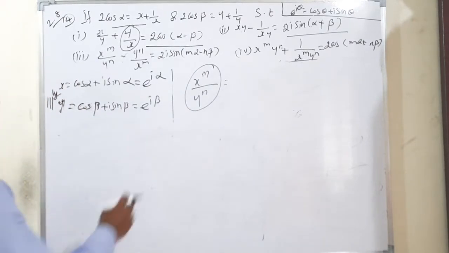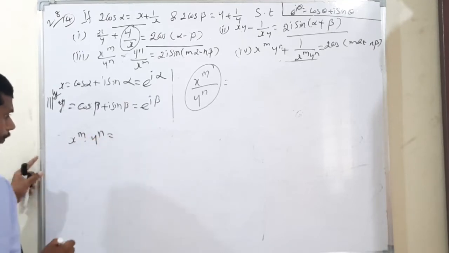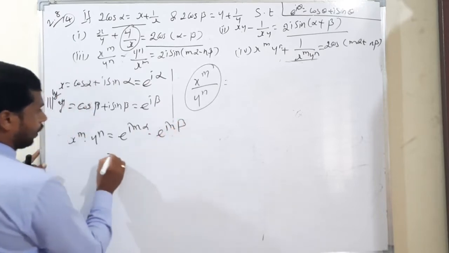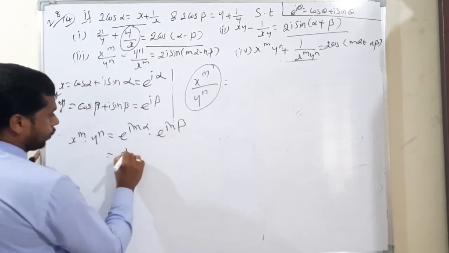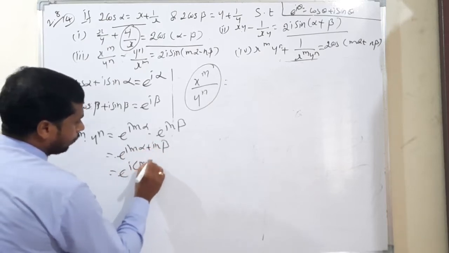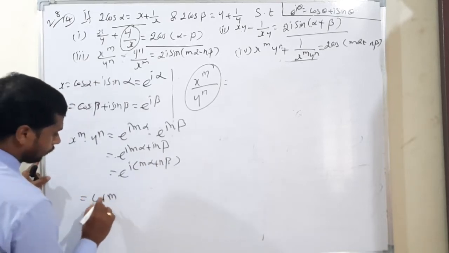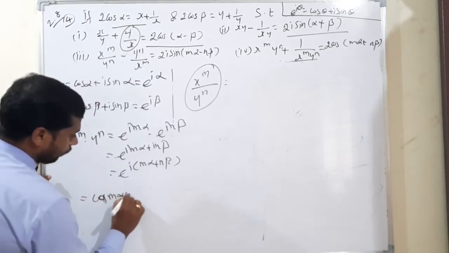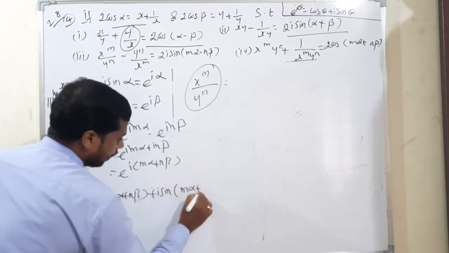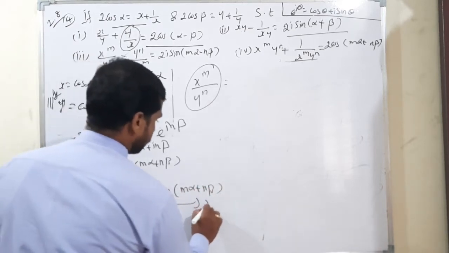So the fourth one, x to the power m into y to the power n means e to the power i m alpha into e to the power i n beta. So into means e to the power i m alpha plus i n beta. Again, taking e to the power i common outside means m alpha plus n beta. That is cos of m alpha plus n beta plus i sin of m alpha plus n beta. So now this is considered as equation number 1.